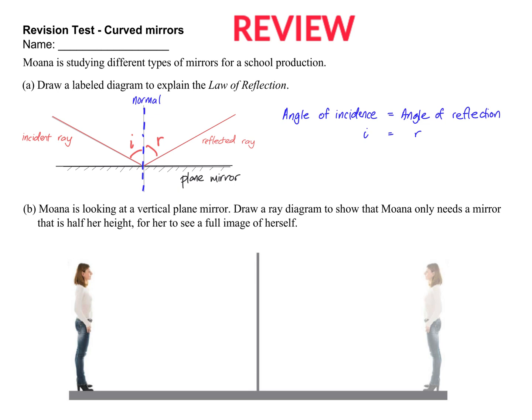And for part B, Moana is looking at a vertical plane mirror. So draw a ray diagram to show that Moana needs only a mirror that is half her height for her to see a full image of herself. Now, we've already drawn Moana's image on the right hand side of the vertical line. So what I'm going to do first is include guiding lines. I'm going to draw first from her eyes to the top of her image.